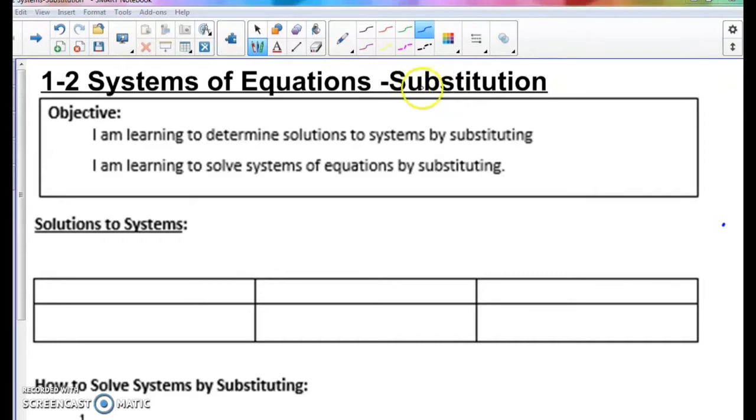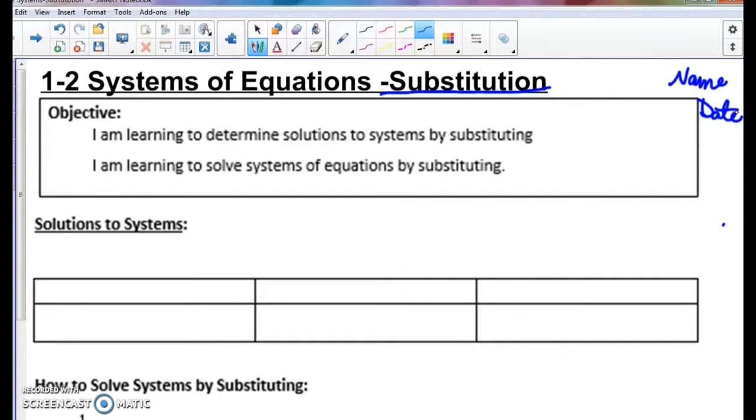This time we're solving by substitution. So go ahead and write down the title, 1-2 Systems of Equations by Substitution. Put your name in the top right-hand corner, and today's date. And then below our title, we'll start with our learning targets.